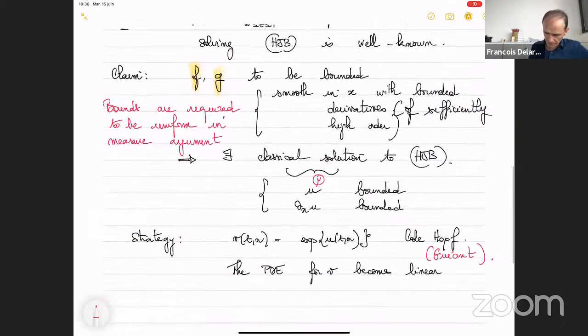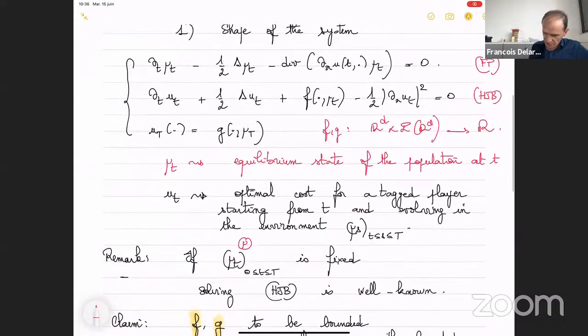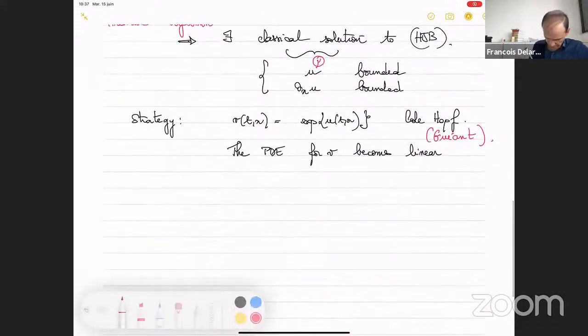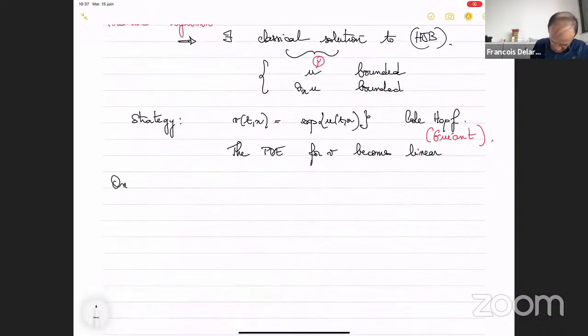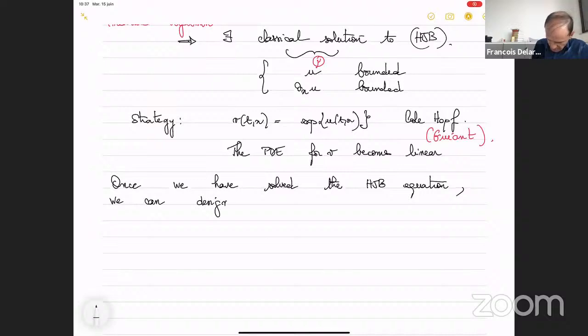Okay, anyway, this is just to say that I just explained to you how to solve the HJB equation. And now, for sure, you could say, well, once I have done that, I can have a fixed point mapping. And so it leads you to say, once we have solved the HJB equation, we can design a mapping as follows.